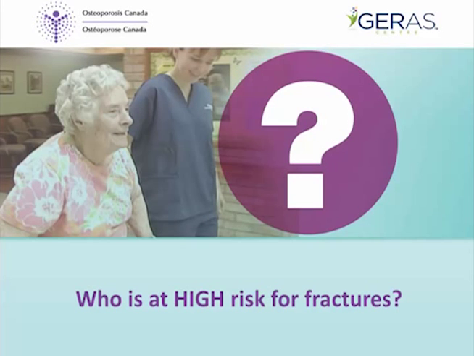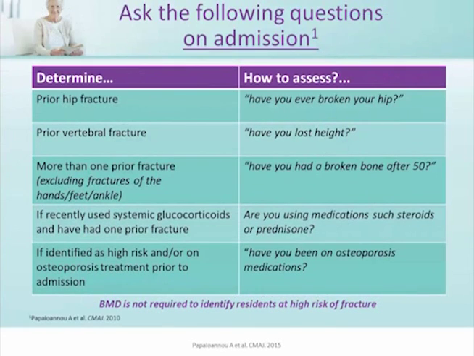Who is at high risk for fracture? Residents at high risk of fracture based on the 2010 Osteoporosis Canada guidelines include those who have had a prior fracture of the hip or spine, or have had more than one prior fracture, or have recently used glucocorticoids and have had one prior fracture. In addition, those residents who have been identified as high risk and or are receiving osteoporosis treatment prior to admission.